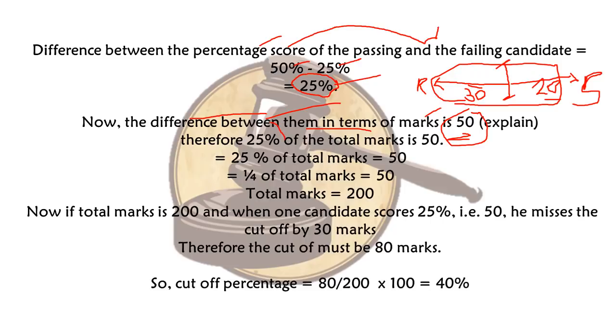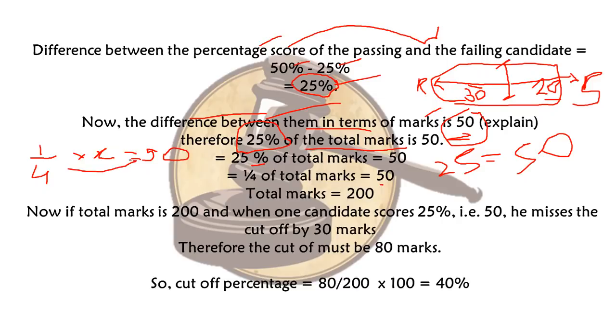Therefore, 25% in terms of percentage and 50 marks in terms of marks are equal, right? So 25% of something is 50. That means 1 by 4 of something is 50. So what this basically becomes is 1 by 4, which is 25%, of a value x is equal to 50, right? So how do you find this x? You just take this up there. So x will be 200 marks. So the total marks of the paper were 200.